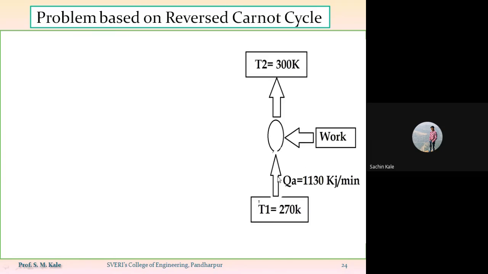So here the refrigeration cycle is absorbing 1130 kilojoule per minute of heat from the 270 Kelvin temperature body. In that case, we have to find out how many kilojoules of work will be supplied to the system. For that purpose, which formula do we require to use?